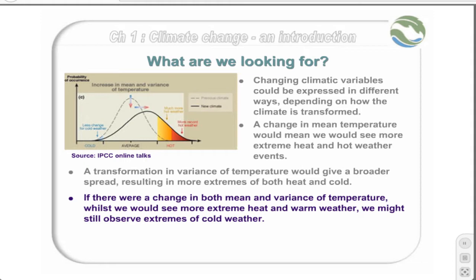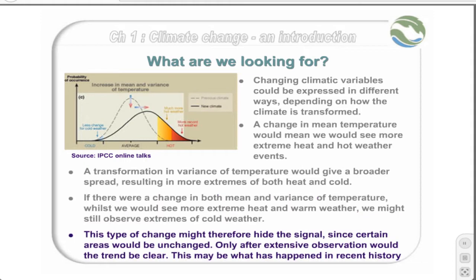This type of change might therefore hide the changing signal, since certain regions of the planet would be unaffected. Only after extensive observation over a long period would the trend become clear. Although we are clearly detecting change in several of Earth's systems at the moment, evidence for change in others is inconclusive, and it may be as a result of this change in both means and their variations.